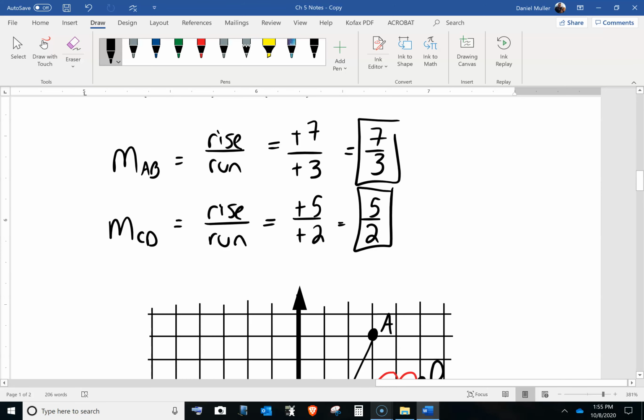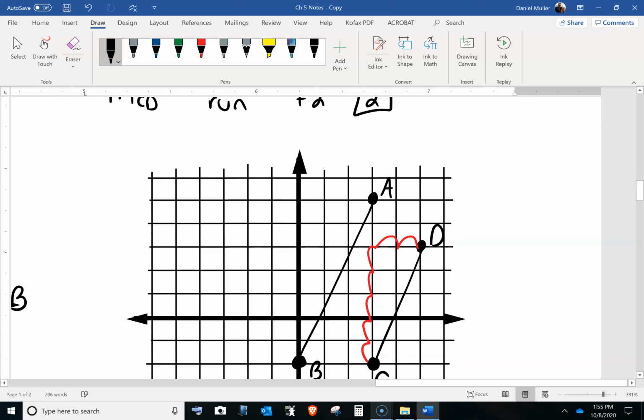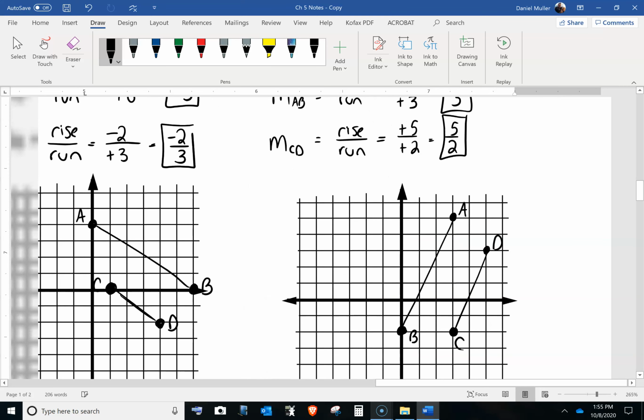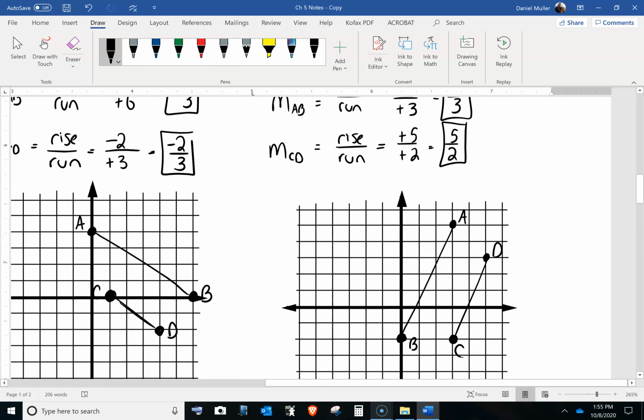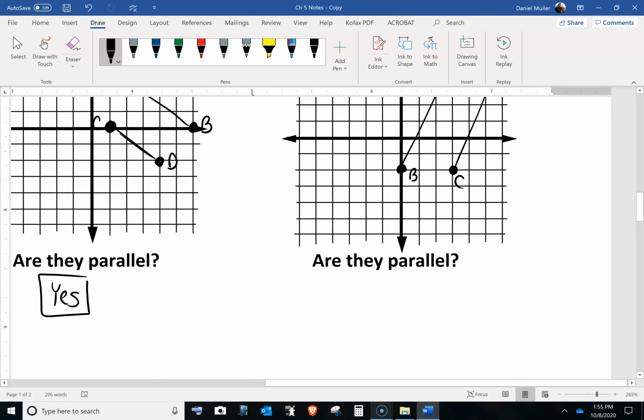They looked kind of parallel when I drew them, but when I actually calculated the slope, assuming I did that right, 7 over 3 and 5 over 2, nope, they aren't. They aren't parallel. So are they parallel? No. Okay, so we have one more video to do with a couple more questions, and then we're on to perpendicular.